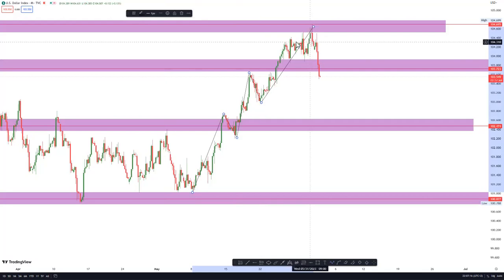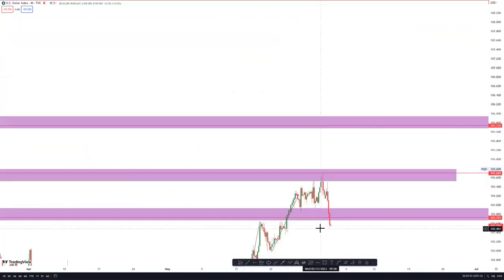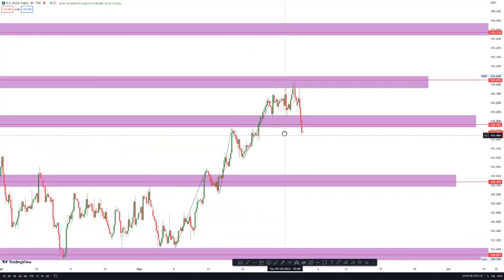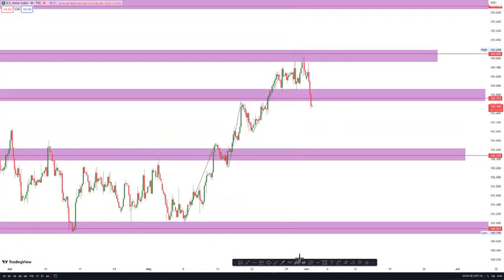Before price created that high, we came back and created a low. Sorry about that. Let me just quickly. Here it is. So after creating this high, price came back, created a low, and then a higher high.